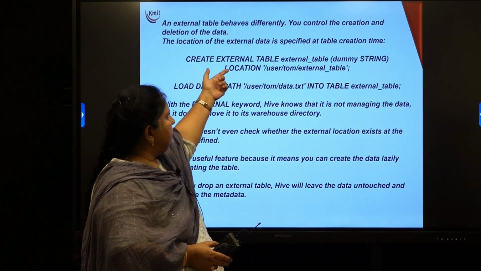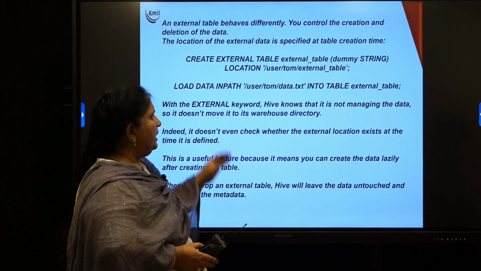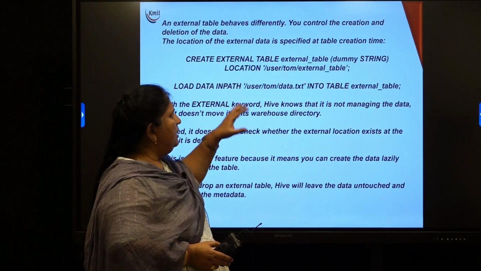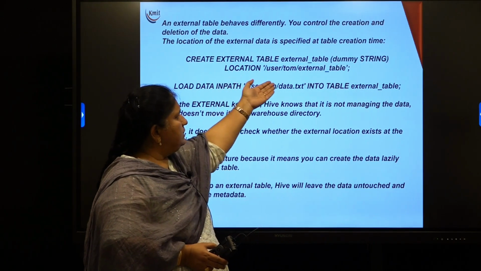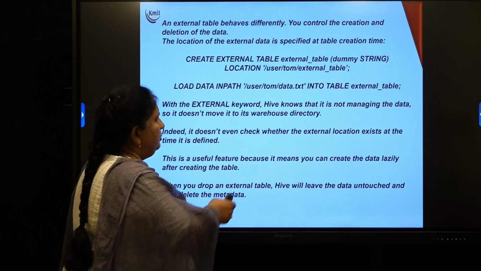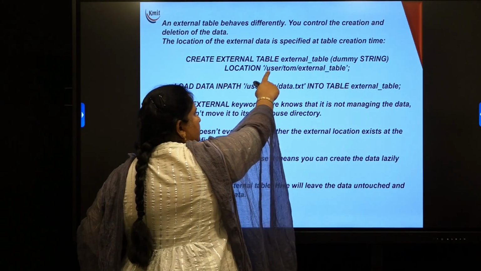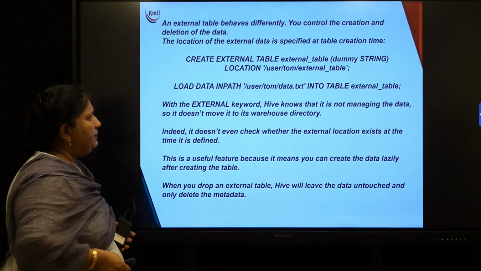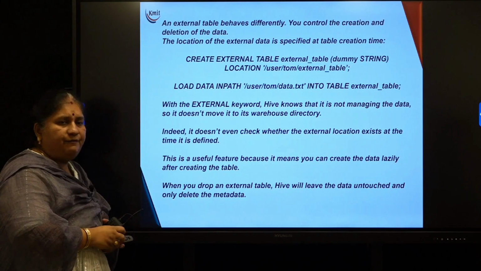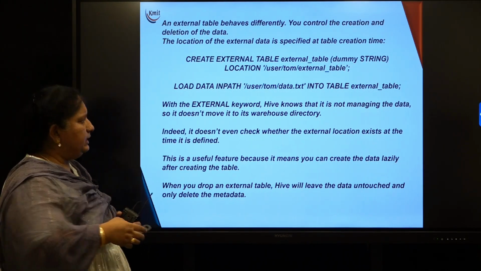Now create external table. What is the name of the table we are giving? External table. And you are working with the single field location. You specify what is the location. You can specify where the table should be maintained, /user/tom external underscore table. Whenever you specify that, the file will not be moved into the warehouse of the Hive directory.